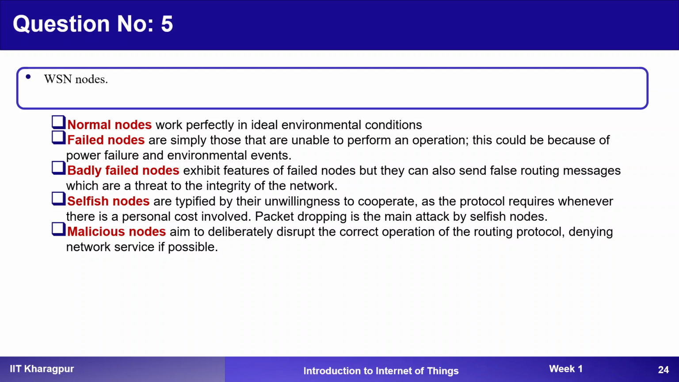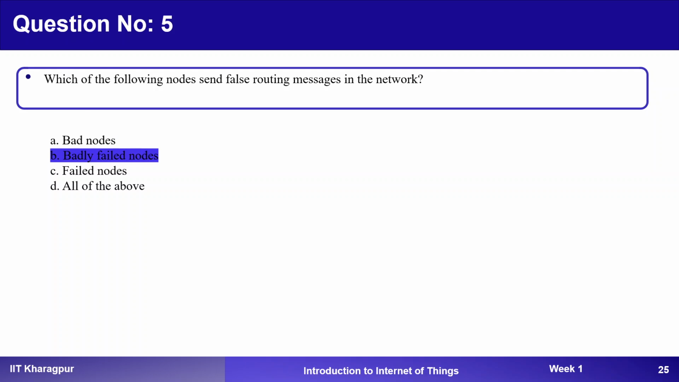So the correct option is the badly failed node, as these badly failed nodes do not perform their regular operation. At the same time, they are also sending false routing messages in the network.